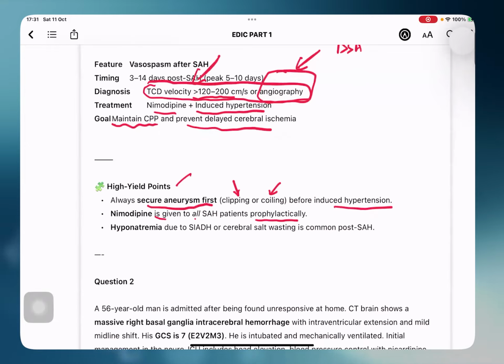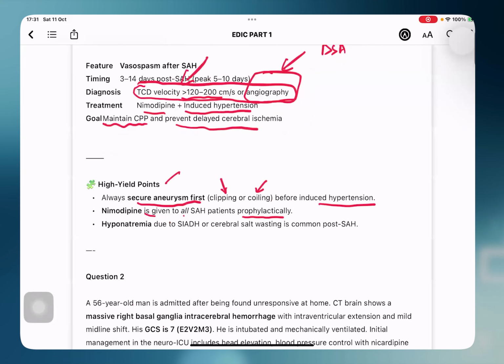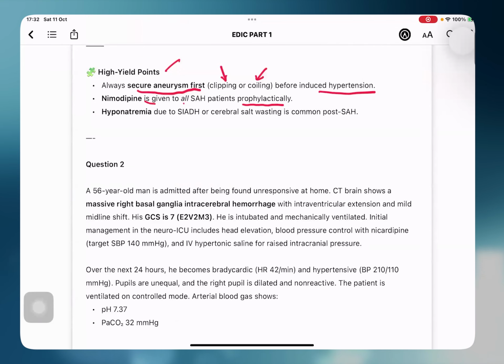I think I do have a question on EVD blockage also, so we'll come across that. So never ever do a lumbar drain in case of a blocked EVD. Is that okay? Yes? All right. So we move on to the next question. Is this method okay, or do you want a textbook kind of situation? Is this fine?